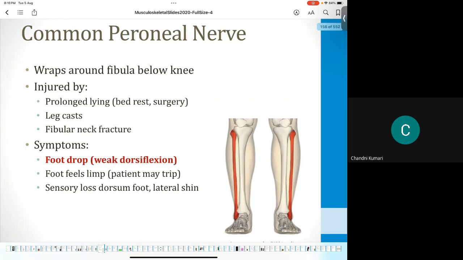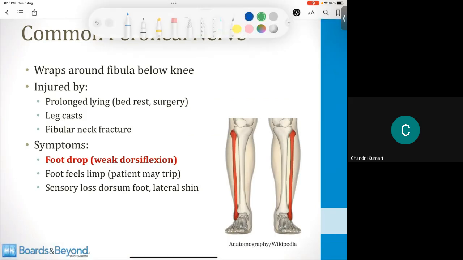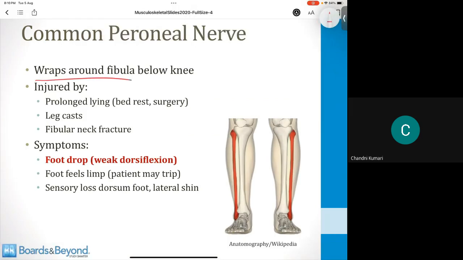Okay, so as they have mentioned here, how do we injure this nerve? That's very simple. As we know, they bifurcate at the head of your fibula. So it's going to be injured while lying in bed, a bed rest. It can just compromise your nerve. It can impinge it along the surface of your fibula. A leg cast can do that. A fibular neck fracture can do that. We're going to have foot drop.